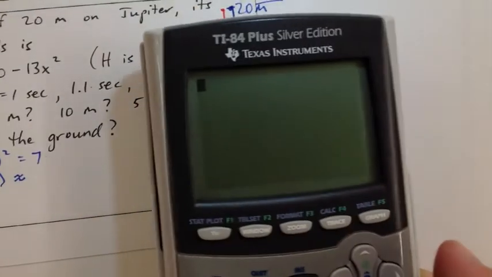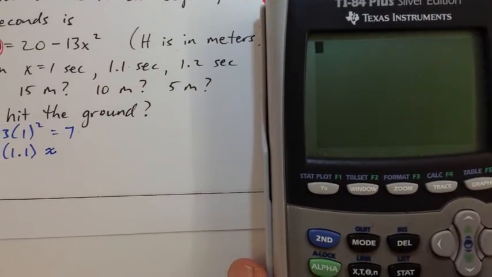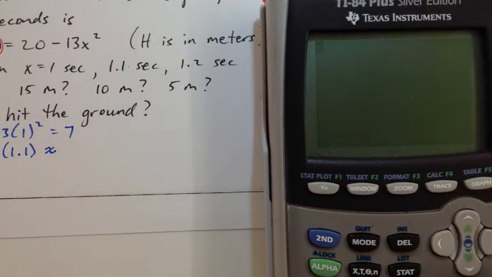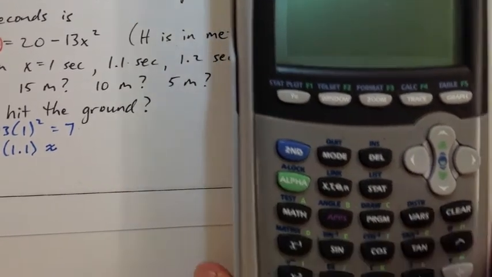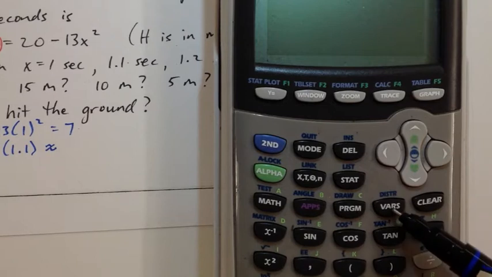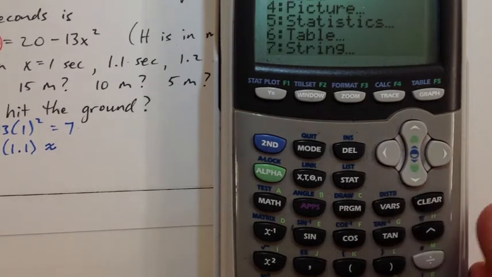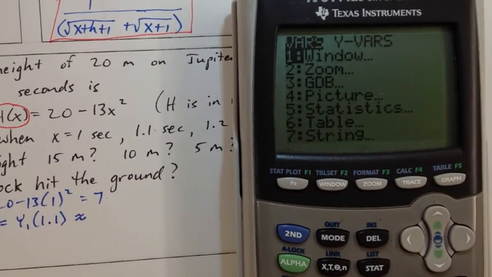But let's take a look and see how this works on our calculator. To get to the y1, you want to access the y1 function. There's a vars button right there. You can see my pen pointing at it. The vars button is just to the left of the clear button. Push that button, and when you push that button, you get this window.